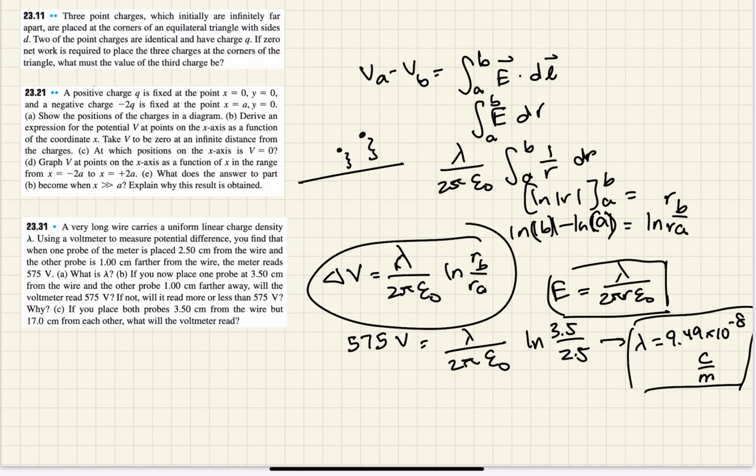because it is linear charge density. Now, if you place one probe at 3.5 and the other one at 4.5, will the voltmeter still read 575? Well, no, because we know that as radius increases, the field gets weaker. And so if you have this and that, this 1 centimeter is not the same as this 1 centimeter. And so it's going to be less than 575.